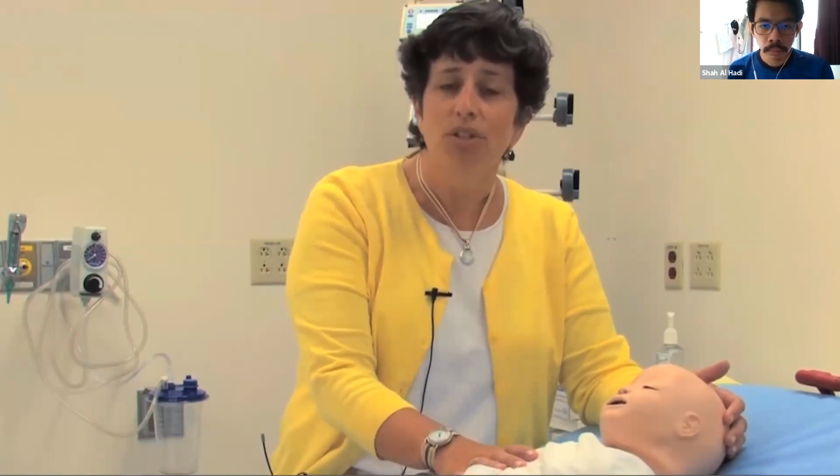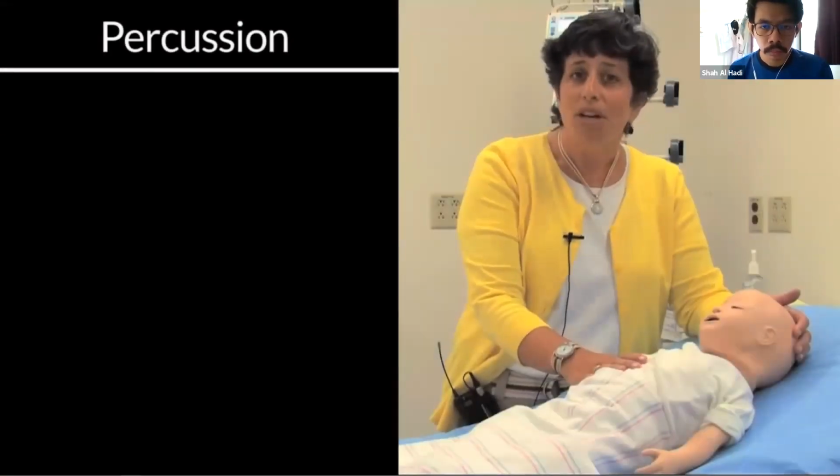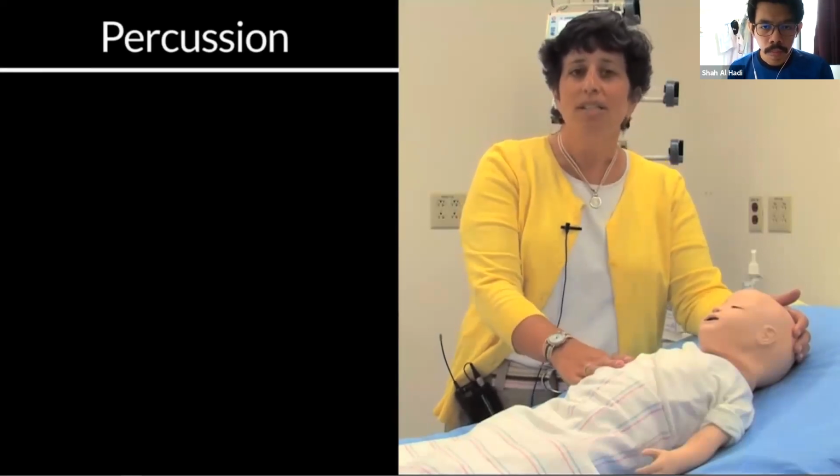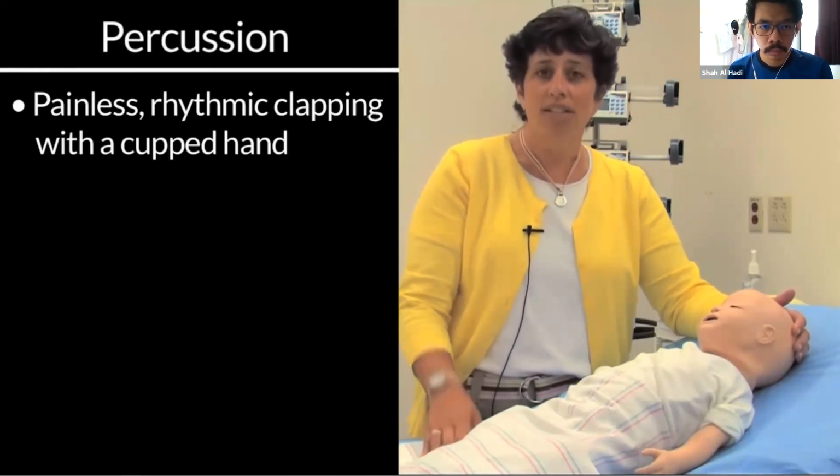There are generally 6 basic positions that you can use, and I'm going to demonstrate those after the end of this talk. Now I'm going to talk about percussion. Percussion is a painless rhythmic clapping with a cupped hand over an area of the chest.